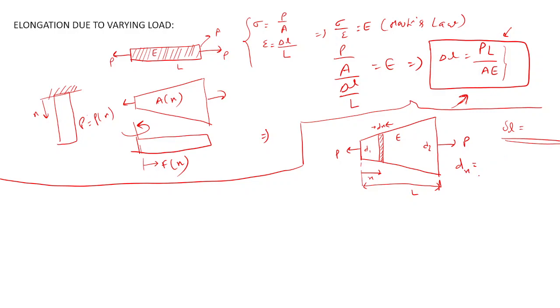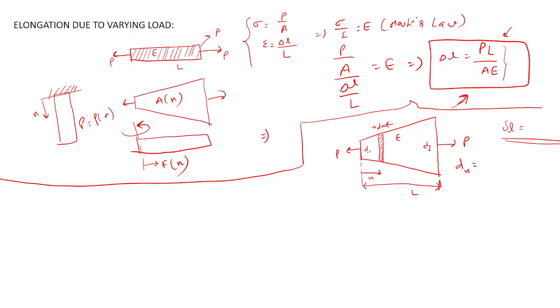Are you getting what I'm saying? I am saying we have to find the area first. In order to get that area, we want to know what would be the diameter at the distance x from d1, in terms of d1, d2 and L. Sir, we'll use similar triangles. Similar triangles we can use, and here we can easily get it because it's linearly varying.